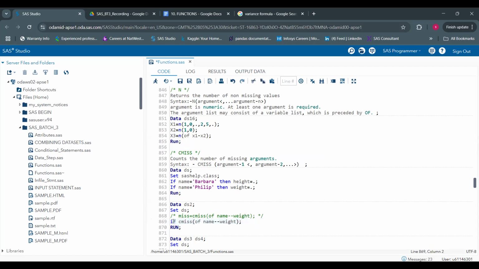So if it's a condition, why do we use it? To filter the data. So how are we filtering it? We are filtering if cmiss of name double hyphen weight, which calculates the number of missing values across those variables. So those many records with missing data will be filtered out in the output data set. Got it? Okay.